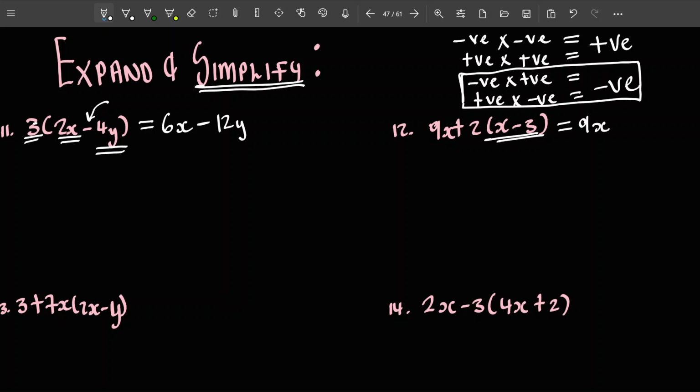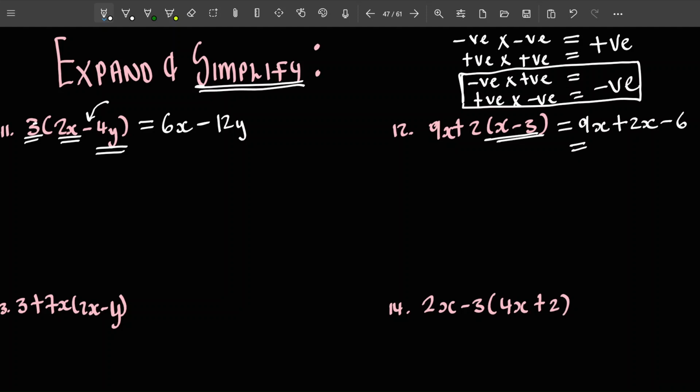So I'm going to say 2 by x is going to be 2x. And it's a positive one, so I put a plus sign. So plus 2x, right? Then I'm going to say 2 by negative 3. The signs are different, right? My answer will be negative. 2 by 3 is 6.